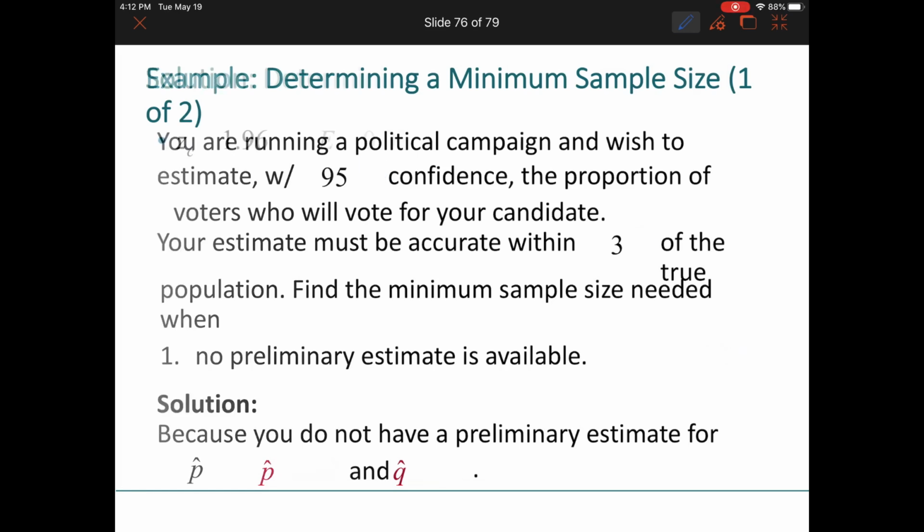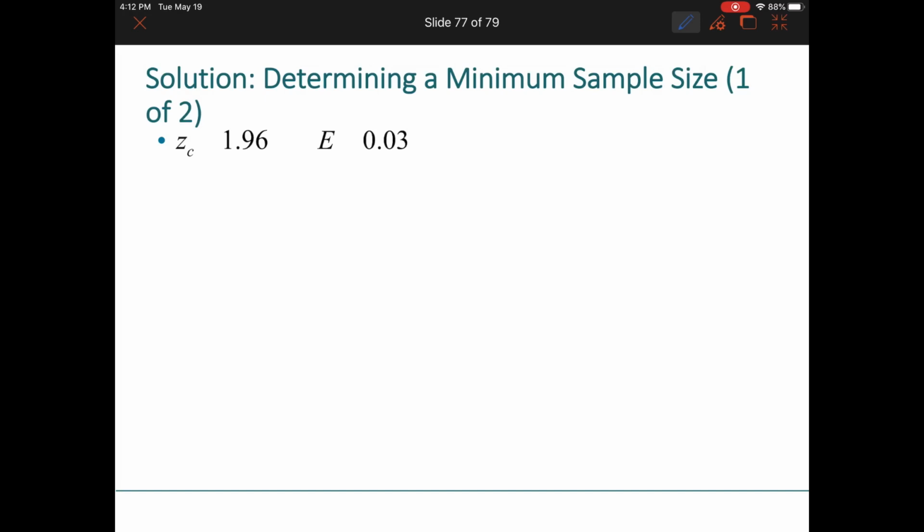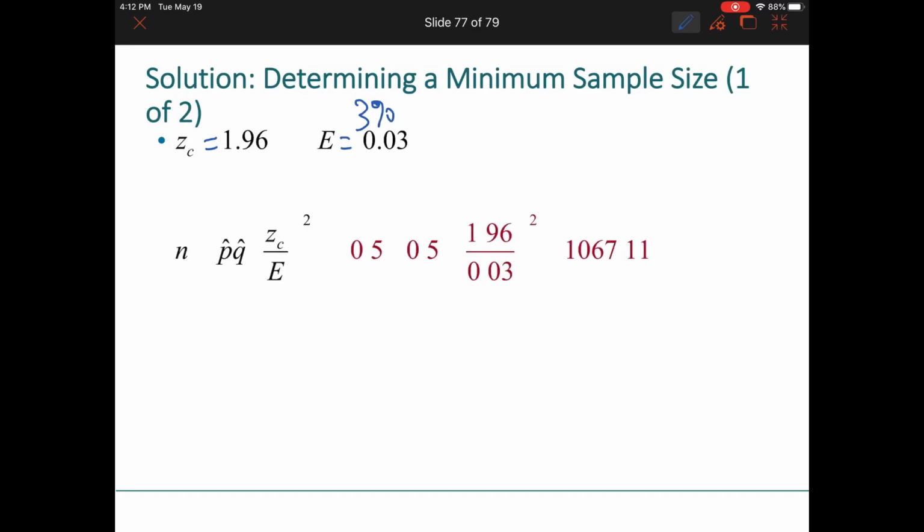When we don't have the preliminary estimate, basically it's just, as we said before, now both my pens are dying battery-wise. You've got 0.5 for both. And yes, with 95%, we have the 1.96. And here's our within number. And notice we have to convert this to a proportion. Don't use 3, use 0.03. I remember making that mistake a few times as a student myself.